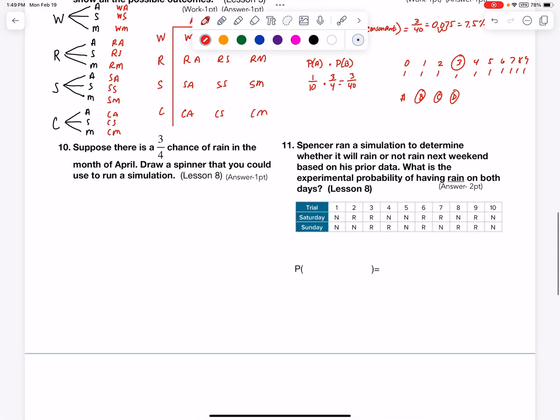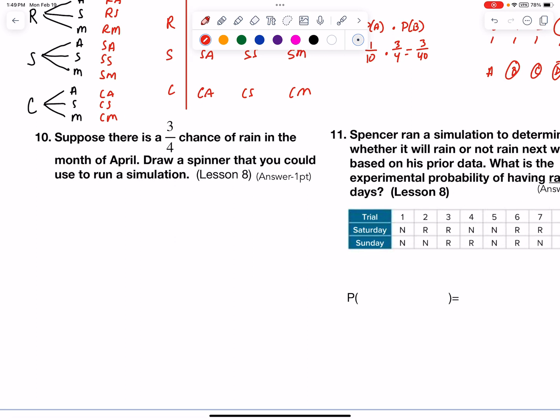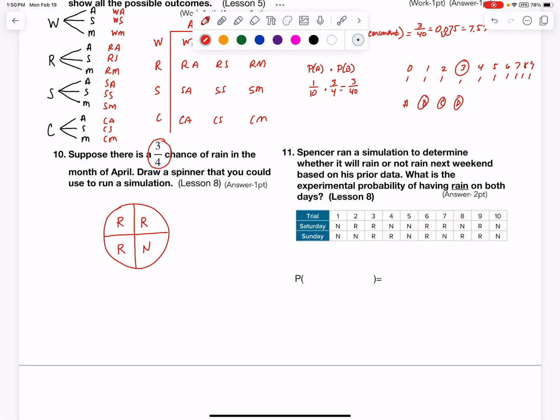Okay, all right, last two is your simulations. So suppose there is a 3/4 chance of rain in the month of April. So there's my base probability. Draw a spinner that you could use to run this simulation. So obviously I can easily draw a spinner and make it out of 4. Okay, and I can make this be R, R, and R, and this can be N for no rain, something like that. Okay, so a 3/4 chance of rain in the month of April, and I could use that spinner to then run the simulation.